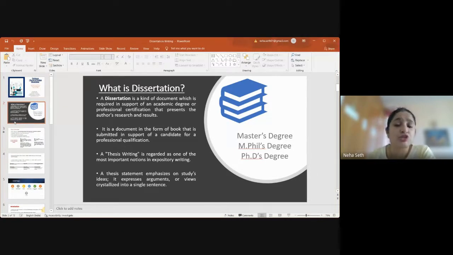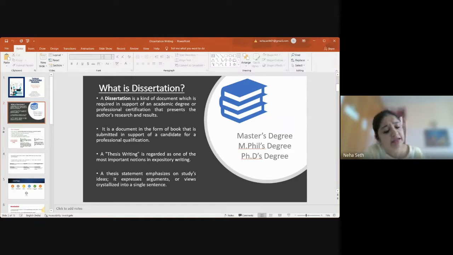And even for postdoctoral also, we write a dissertation, we write a project report that we need to submit to the affiliated organization. It is presented in the form of a book, which is submitted in support of our candidature for the professional qualification that we hold. Basically, thesis writing is regarded as one of the most important notions when it comes to expository writing. That means when we have the intention to explain something, or when we are trying to describe something, then we have to write this kind of dissertation. Our focus will remain on thesis.